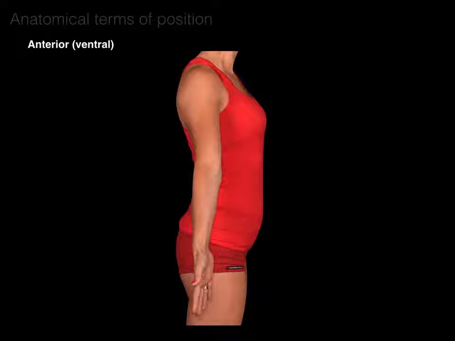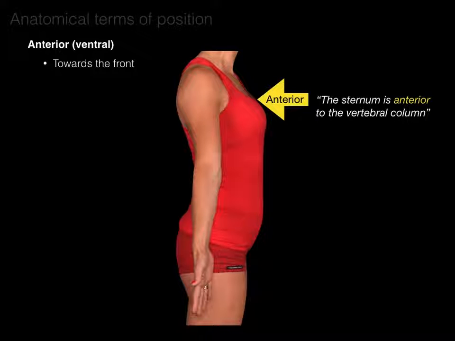All right, so let's do each of them individually. Let's start with anterior, and in gross anatomy, another term is ventral, which means towards the front. For example, anterior. The sternum is anterior to the vertebral column, or the sternum is ventral to the vertebral column.